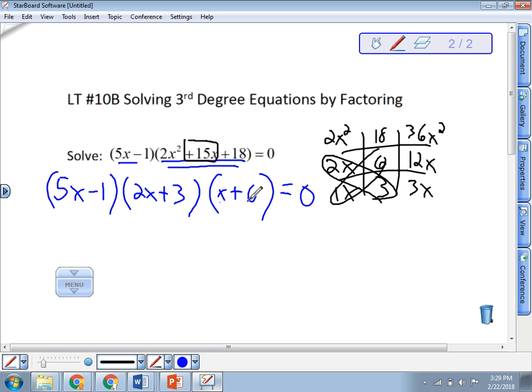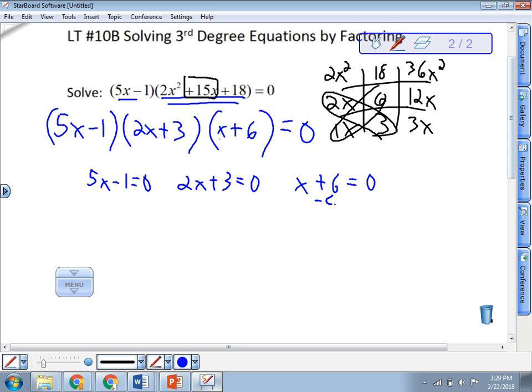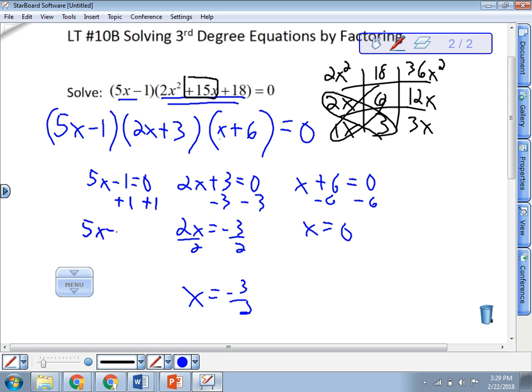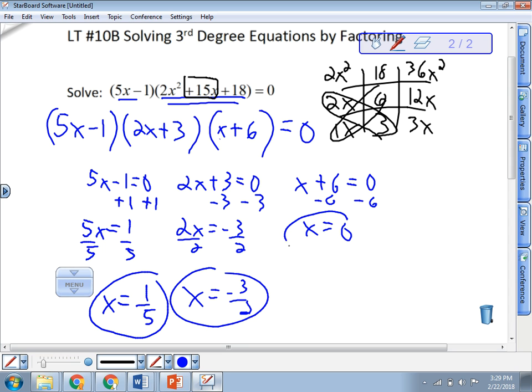Set each term equal to 0 and solve. So I'm going to say 5x minus 1 equals 0, 2x plus 3 equals 0, and x plus 6 equals 0. Then when you solve those, it's pretty straightforward. Subtract 6. I think you guys get this part, x equals negative 6. Here I have to subtract the 3, so 2x equals negative 3, and then I divide by 2. So x equals negative 3 halves. And then over here I'm going to add 1. 5x equals 1. Divide by 5. So x equals 1 divided by 5. So there are my three answers right there.